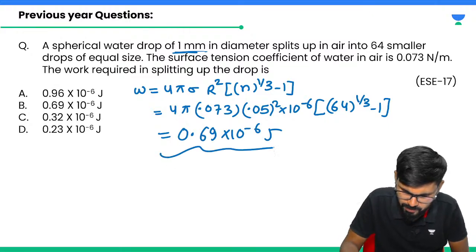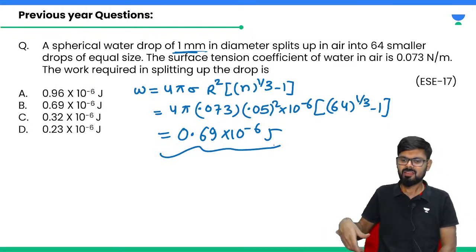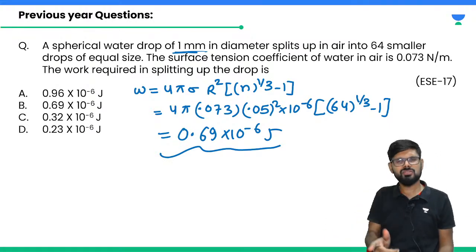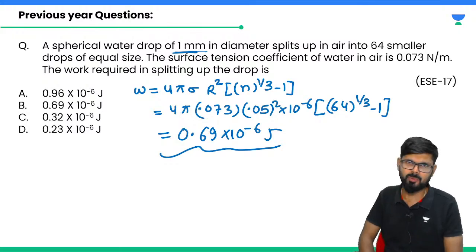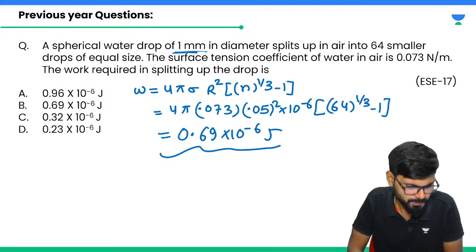Very small work. You can see it's a very small work. 0.69 into 10 to the power minus 6 joule.